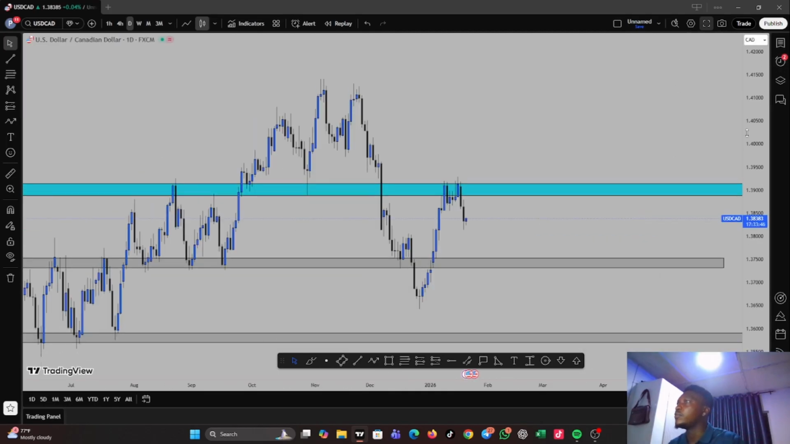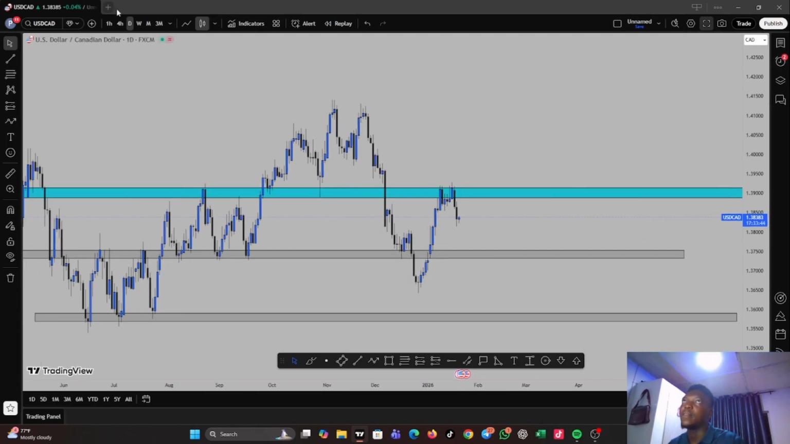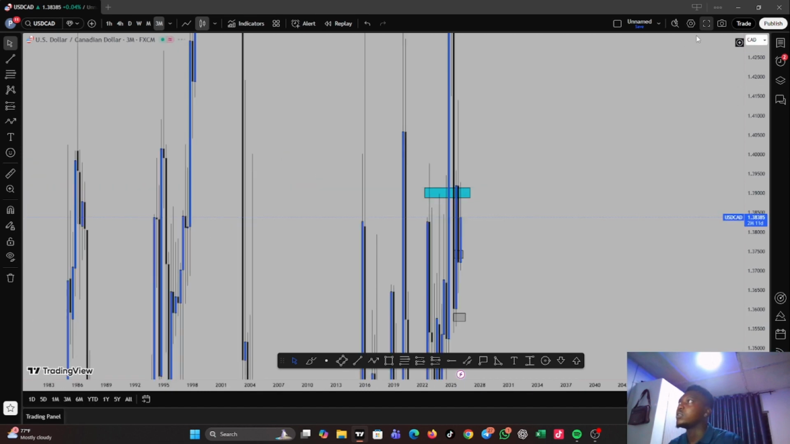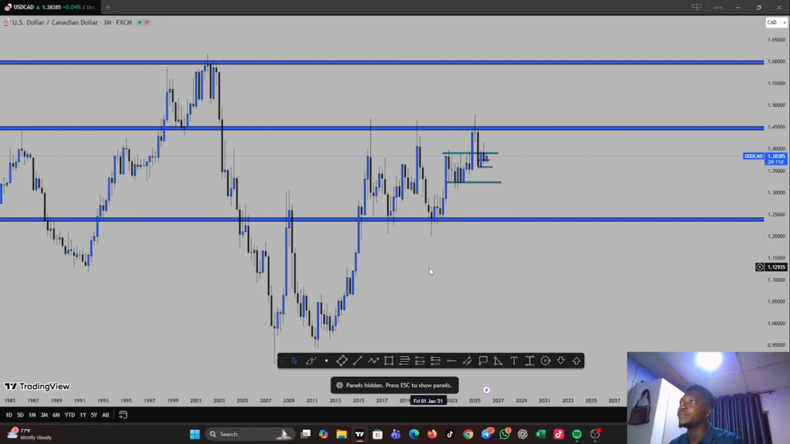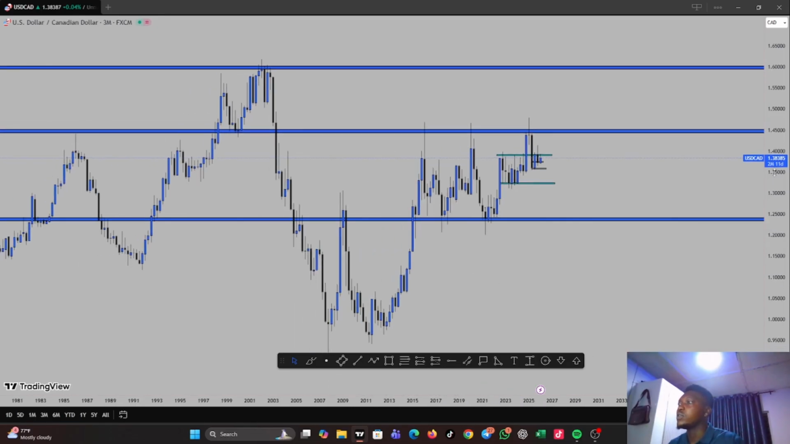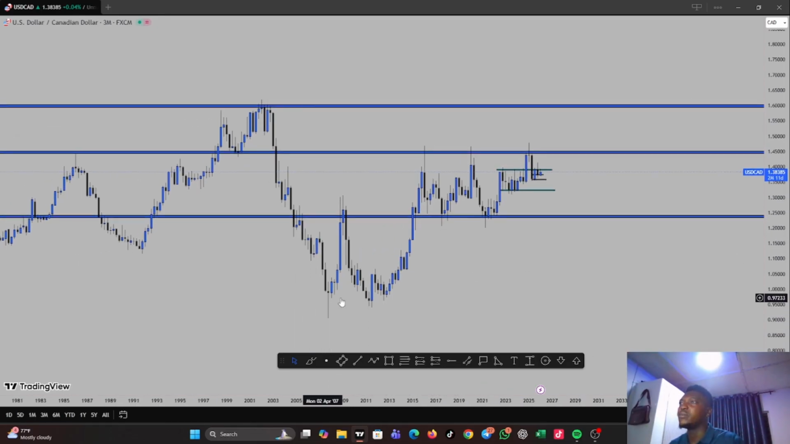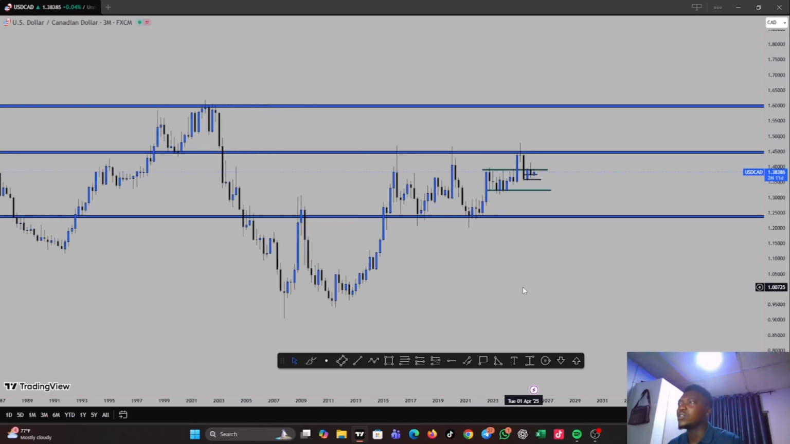Now we have USD CAD. So USD CAD on the 3-month chart, let's see how things look. This is USD CAD on the 3-month chart. The 3-month chart says bullish, but we are also stuck within a range. But this range is a very big one, so we cannot just stay out of the market.